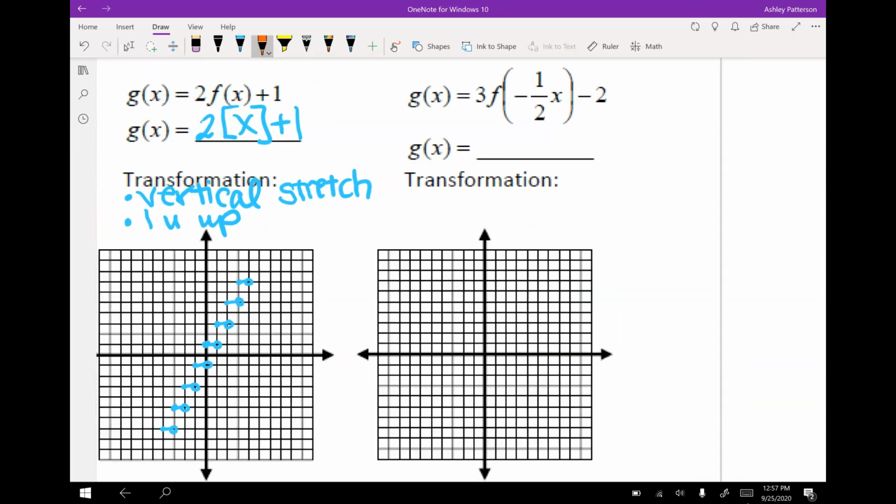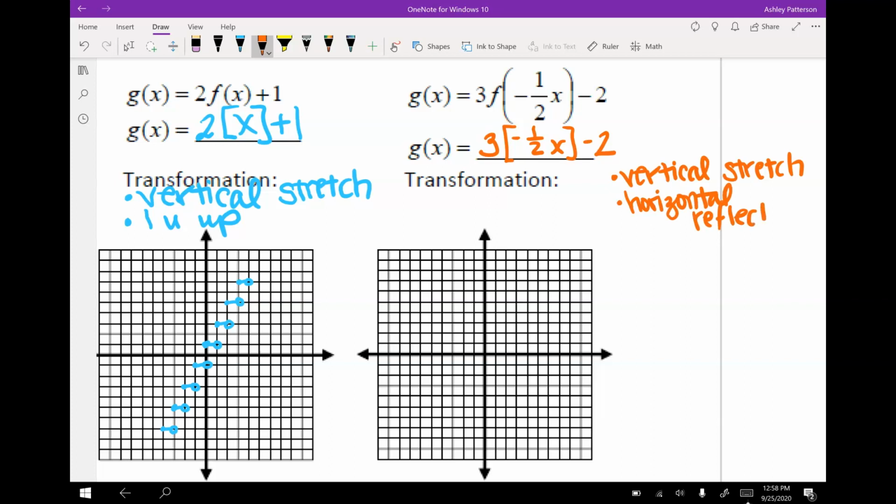Dun, dun, dun. All right, we have a 3 on the outside. So 3 times the greatest integer of negative 1/2 x, whoo-wee, minus 2. Here we go. There's an a on the outside. So that means we have a vertical stretch. That means we are jumping 3 units from one step to the next. Okay. b is a negative. So horizontal reflection.